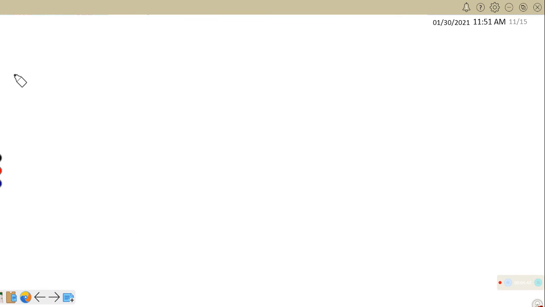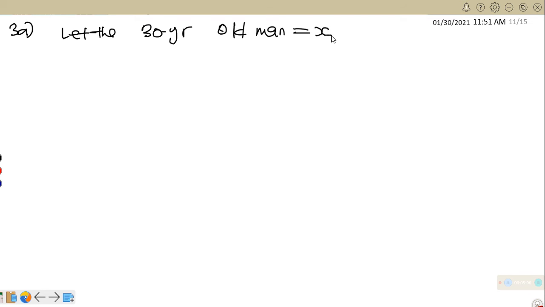Let us answer the questions one after the other. Transforming what we have into statements, let the 30-year-old man equal X. From the statement we have 51.9 years or more, so X is greater than or equal to 51.9.